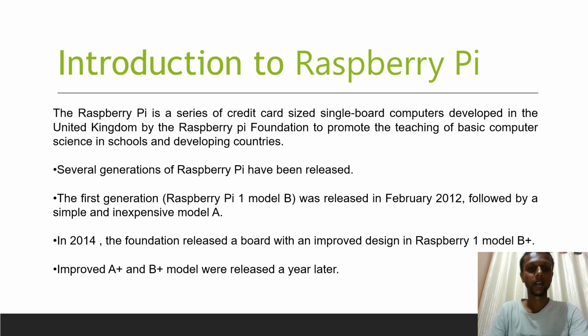The Raspberry Pi is a series of credit card-sized single-board computers developed in the United Kingdom by the Raspberry Pi Foundation to promote the teaching of basic computer science in schools and developing countries. Several generations of Raspberry Pi have been released. The first generation, the Raspberry Pi 1 Model B, was released in February 2012, followed by a simpler and inexpensive Model A. In 2014, the foundation released a board with an improved design, Raspberry Pi Model B+. Improved A+ and B+ models were released the year after.